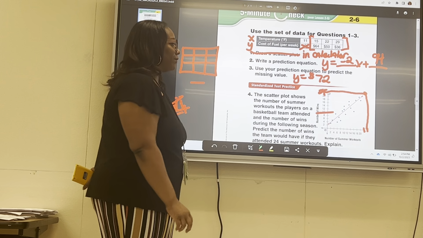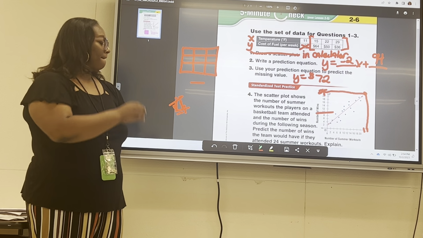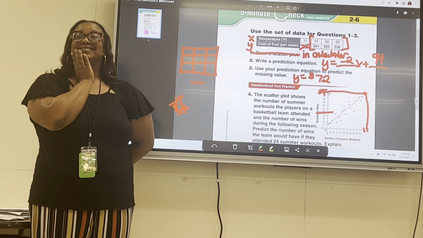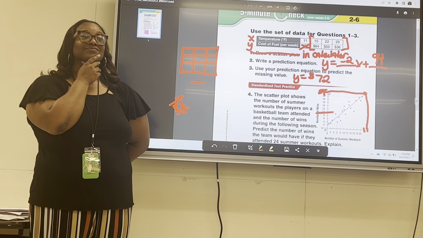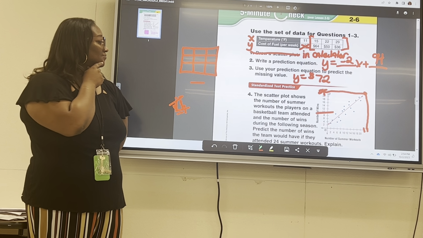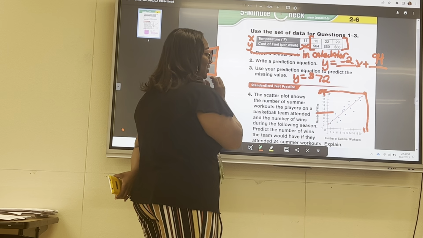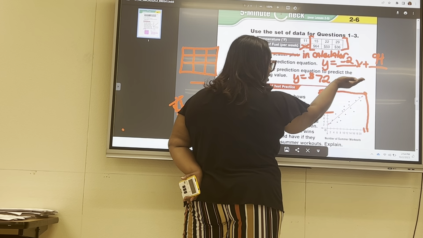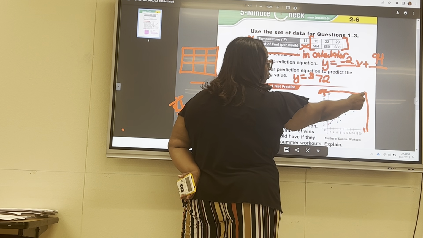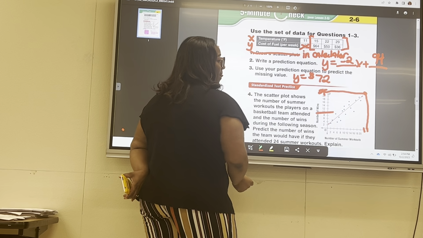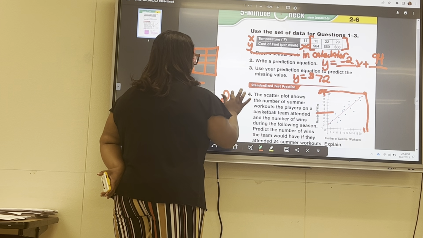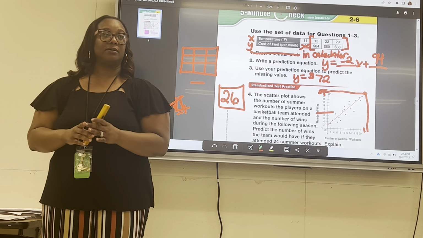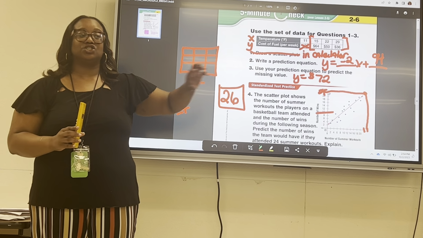About how many games would that be right there at that corner? How many? Take a guess. It's not going to hurt anybody. So we see as the number of workouts for the team increases, the number of games that they win is also increasing. About how many games would this be about right here? 26. Correct answer. And that's exactly what they get from the book. They got 26 games is what they should win.